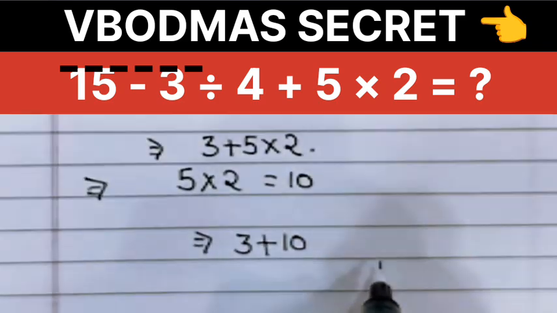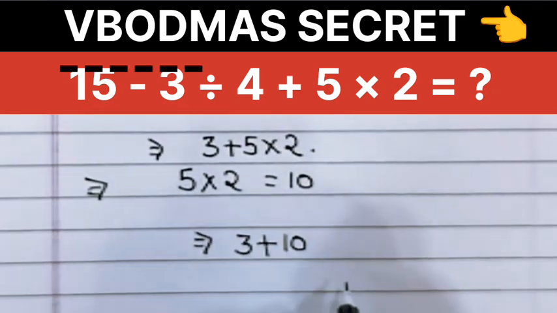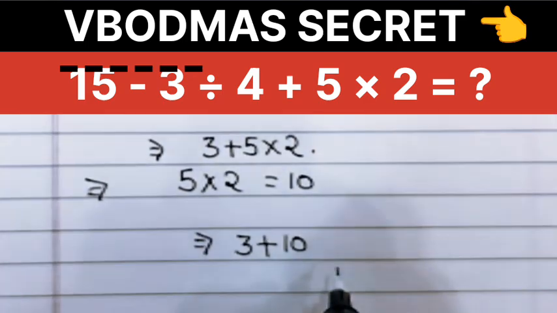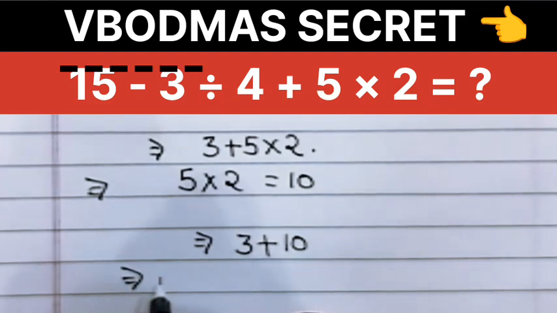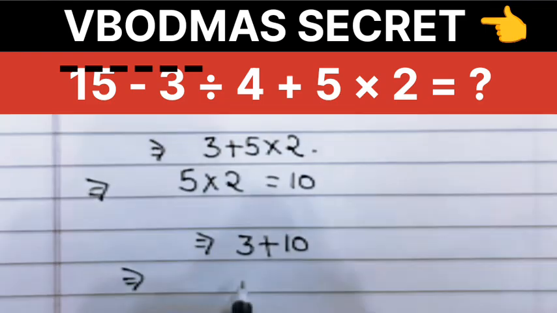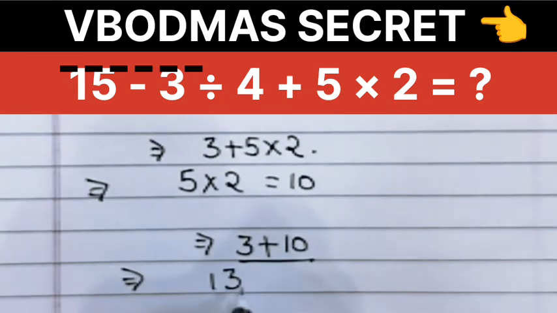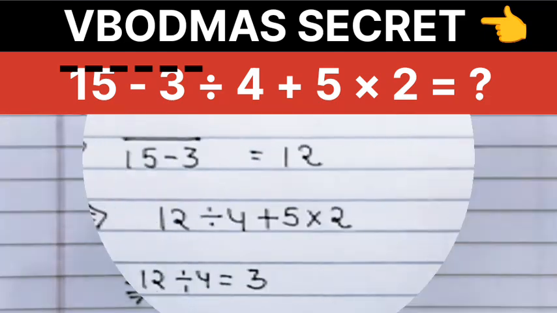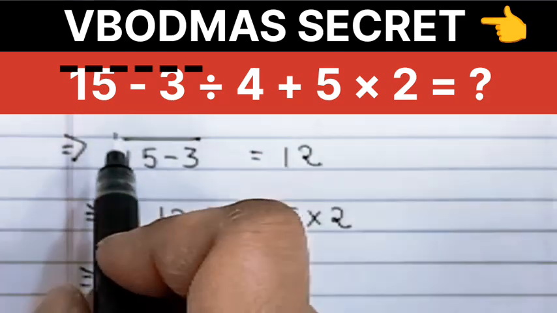Always rewrite the entire expression after every single operation. Skipping steps or trying to do two things at once is where most calculation errors happen. Now finally we add the remaining numbers. So 3 plus 10 equals 13 and the value of the expression is 13. I hope it is clear.